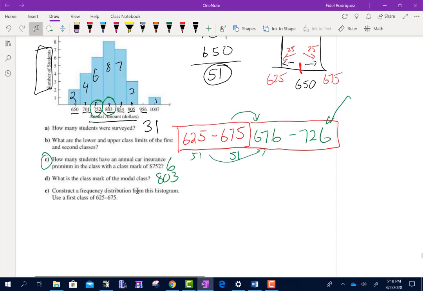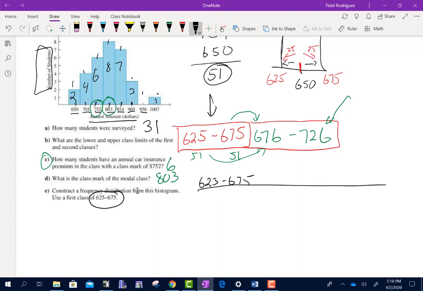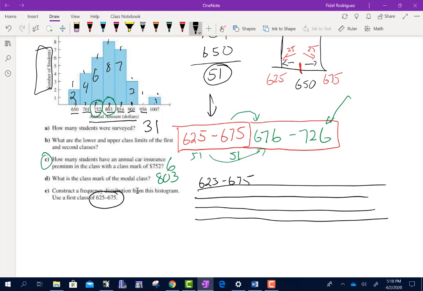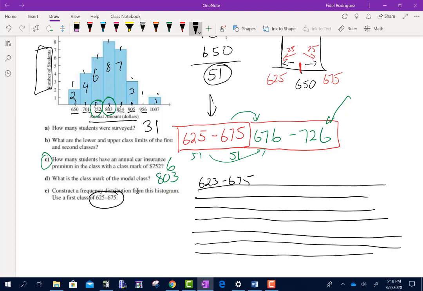Now, it's asking me, can I make a frequency distribution? Yes, I can. Notice, look at the first class. It's going to be 625 to 675, which is what we came up with, okay? I'm going to count the number of bars I have, guys. So I have 1, 2, 3, 4, 5, 6, 7, 8. So I got to do this 8 times, okay? So look, 1, 2, 3, 4, 6, 7, and one more should give me 8.